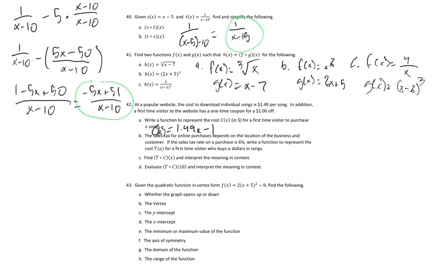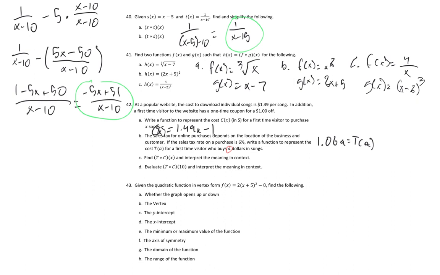Okay, sales tax for online purchases depends on the location of the business and customer. If the sales tax rate on purchase is 6%, write a function to represent the cost for a first-time visitor who buys $80 in songs. That sounds really confusing, but I would note that our variable this time is actually A, the dollars, not number of songs this time. So sales tax is 6%, this means you pay full price and then 6% more, right? Well, this would just be 1.06 times A then. That would be our function.